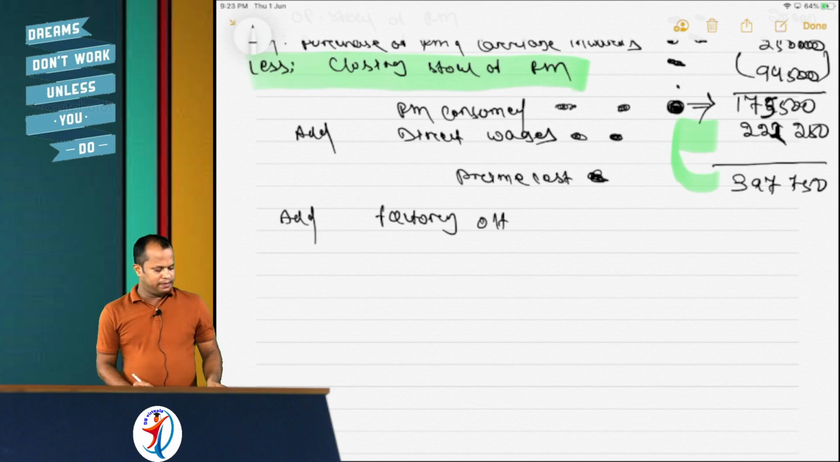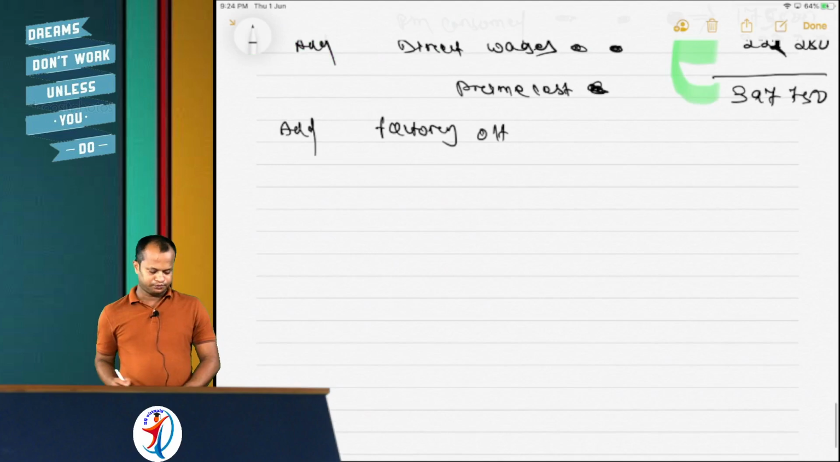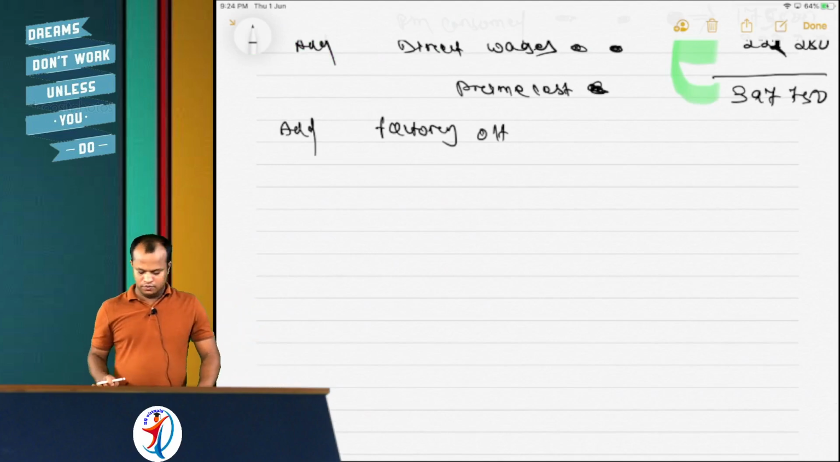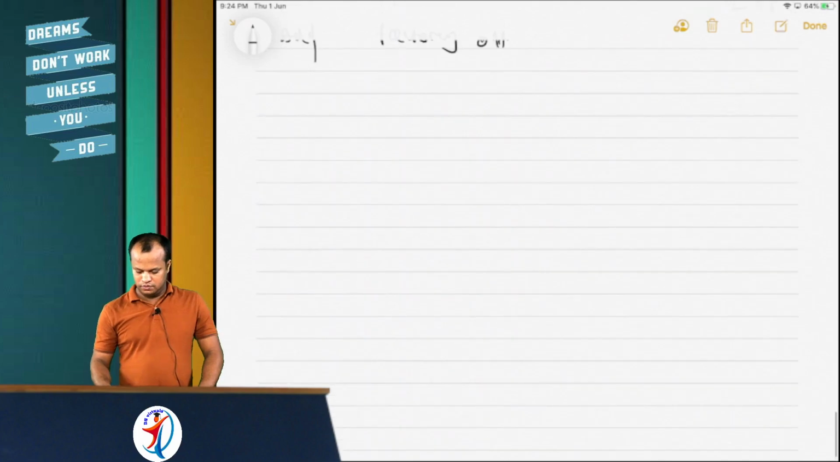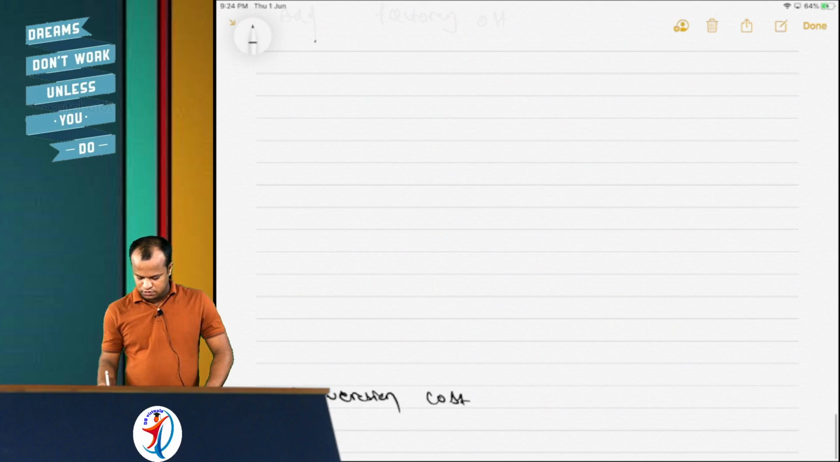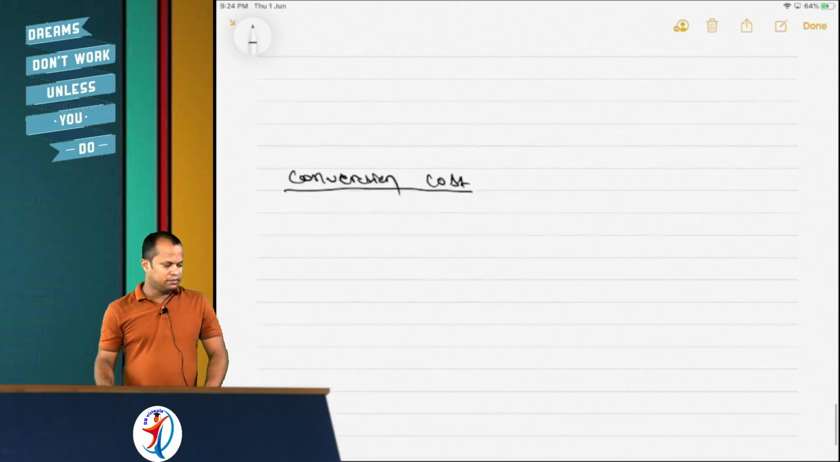Add factory overhead. Sir, how factory overhead will be calculated in this question? I am requesting all of you to write notes. Conversion cost.